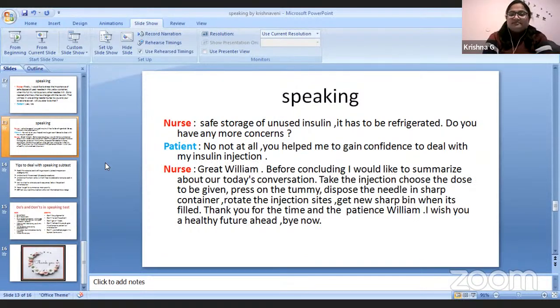Great, William. Before concluding, I would like to summarize our conversation today. Check the injection, choose the dose to be given, press on the tummy, dispose of the needle in the sharps container, rotate the injection site, get a new sharps bin when it's filled. Thank you for your time and patience, William. I wish you a healthy future ahead. Bye now.